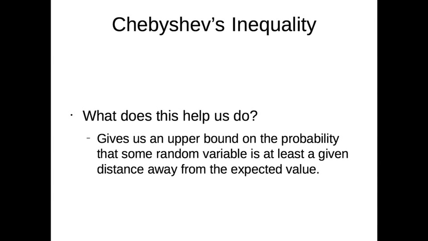Of course, the question arises as to what this is useful for. In simpler terms, this gives us an upper boundary on how likely it is for a random variable to be at least a certain distance from the expected value. We will cover examples of how this can be used later.